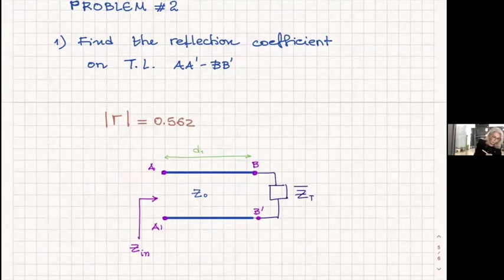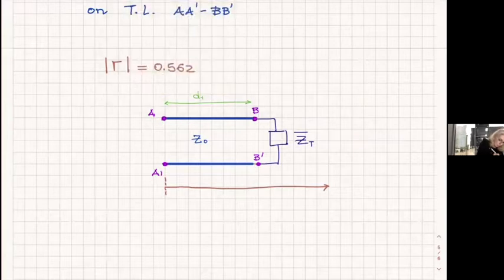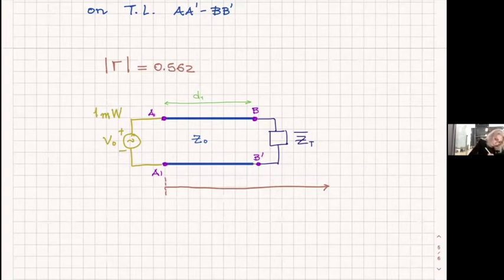In this transmission line, at any point on the line, let me now remind you how we have set it up. We have a z-axis. Usually the beginning is at the source. Let's assume that you have a source here, connected like that for a moment, and that this source gives you 1 milliwatt of power. When we set this up, we put z equals 0 here, and then z equals d1 at the load.